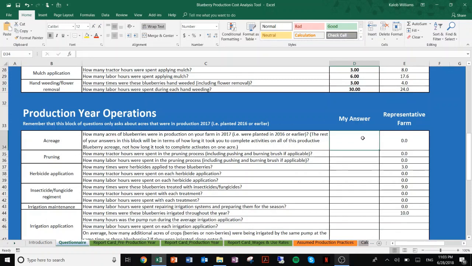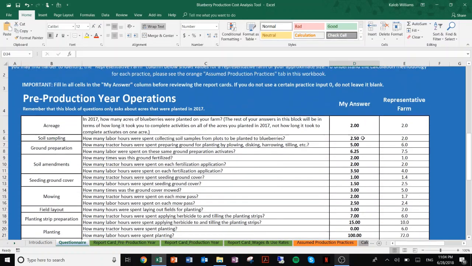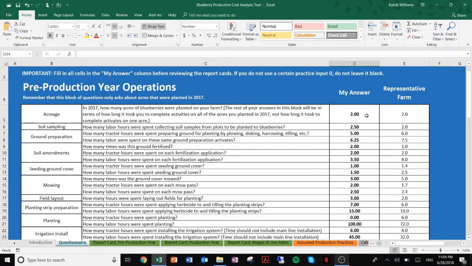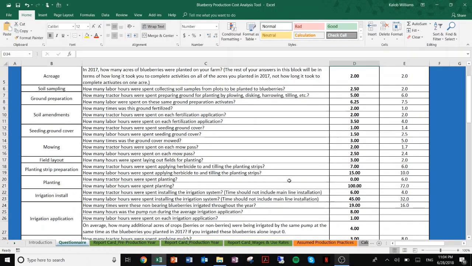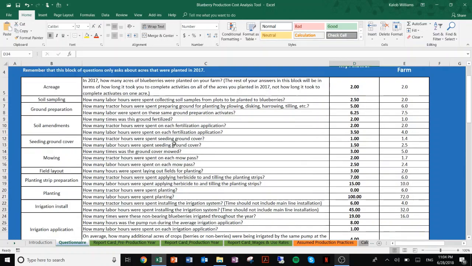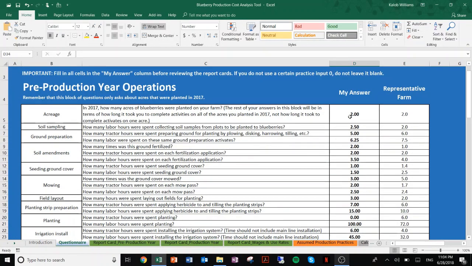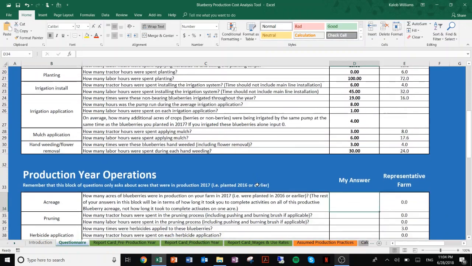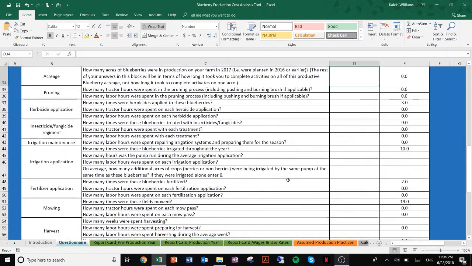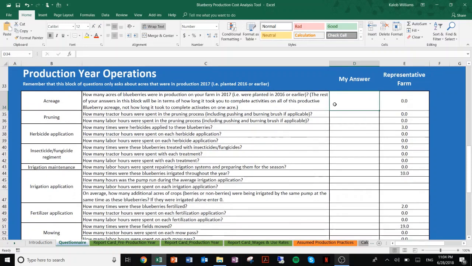It says how many acres of blueberries were in production on your farm in 2017? Or in other words, how many acres of blueberries did you harvest in 2017? Notice that that is different than how many acres of berries did you plant that year. You also need to keep in mind, and this is very important, that all of these questions up here are asking about these 2 acres that you actually planted that year. And all of these questions down here are asking about these acres that were in production that year, that you harvested that year. If you confuse those 2, your results will also be confusing.